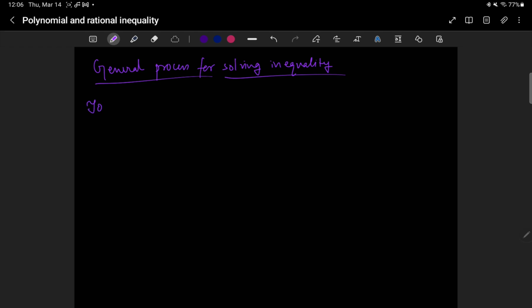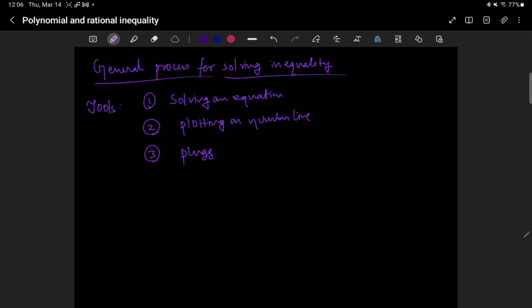So essentially the tools are going to be: 1, solving an equation; 2, plotting on number line; 3, plugging in values to expression; and lastly, drawing conclusions.